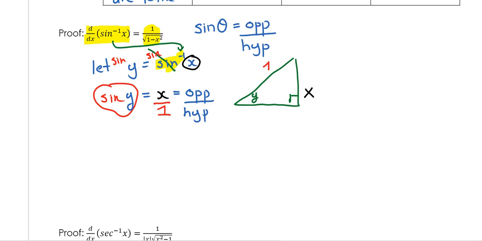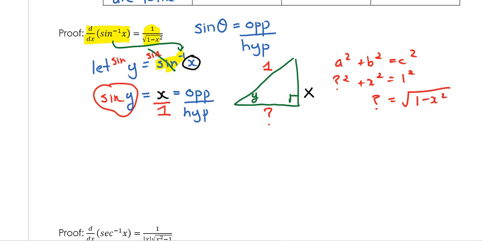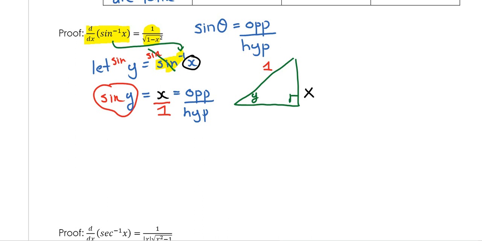Okay, and then the question is, you need to find the adjacent side here, and in order to find the adjacent side, you would just use the Pythagorean Theorem. So that's going to be a squared plus b squared equals to c squared. So this would be like question mark squared plus x squared equals to 1 squared. And after you do all the math here, the question mark is going to be the square root of 1 minus x squared. Okay, so let me just delete this here, delete that there, and I get this square root of 1 minus x squared.